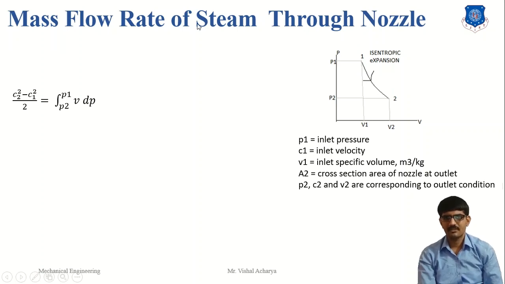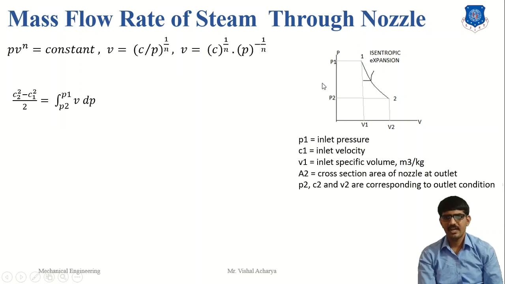Here is the isentropic expansion, and the mass flow rate of the steam through the nozzle. Here, in the isentropic expansion, P1 is the inlet pressure, C1 is the inlet velocity, V1 is the inlet specific volume, and A is the cross-sectional area of the nozzle at the outlet. P2, C2 and V2 are the corresponding values at the outlet condition, which we already discussed.